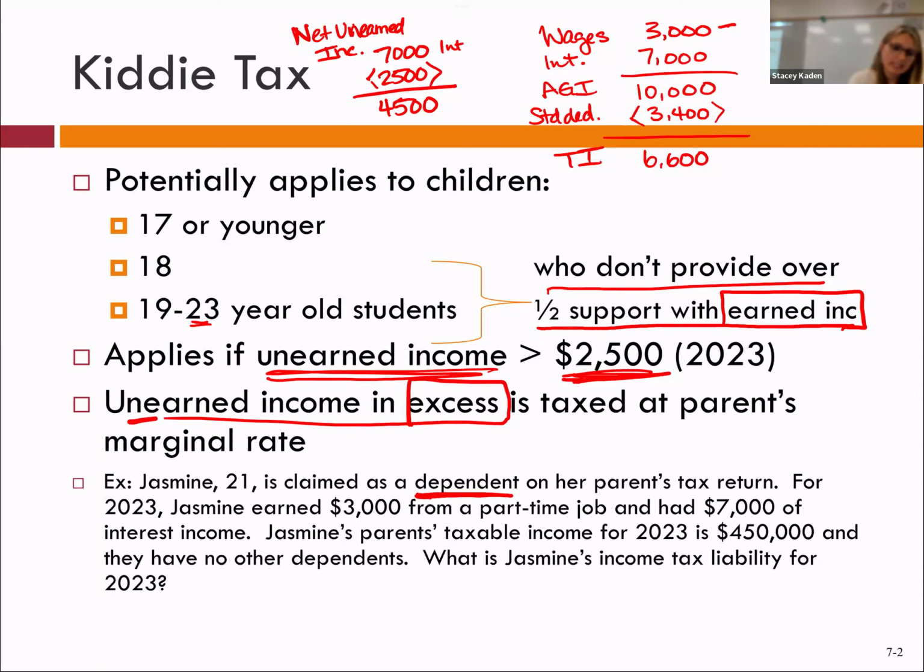So of the 6,600, 4,500 is going to be taxed at what rate? 32%. How'd we get that? Married filing joint. 450,000 falls in the 32% bracket. So we're going to take 4,500 times 32%. That is 1,440.